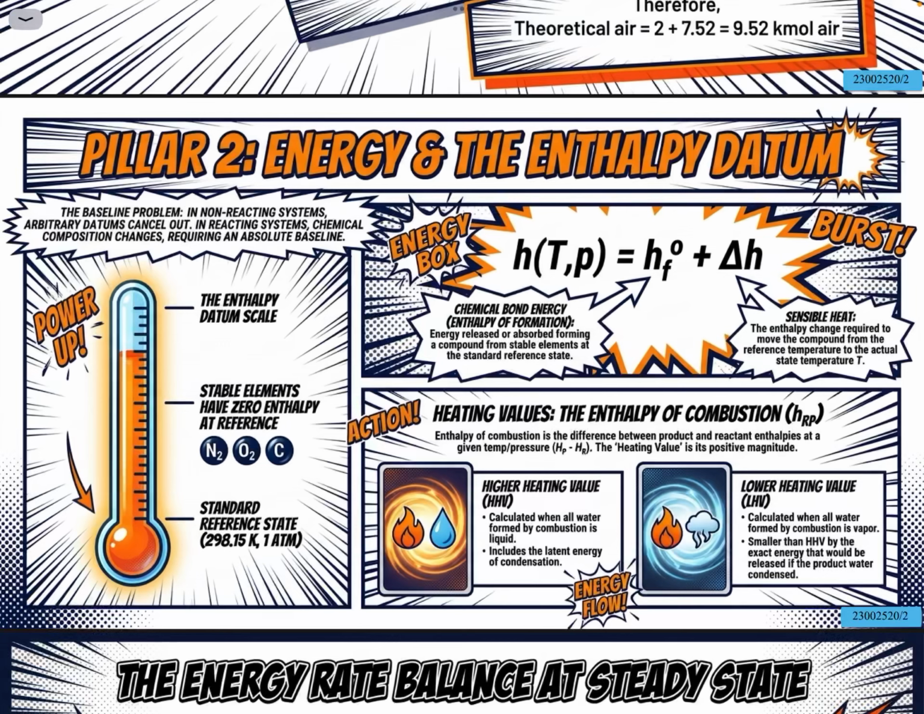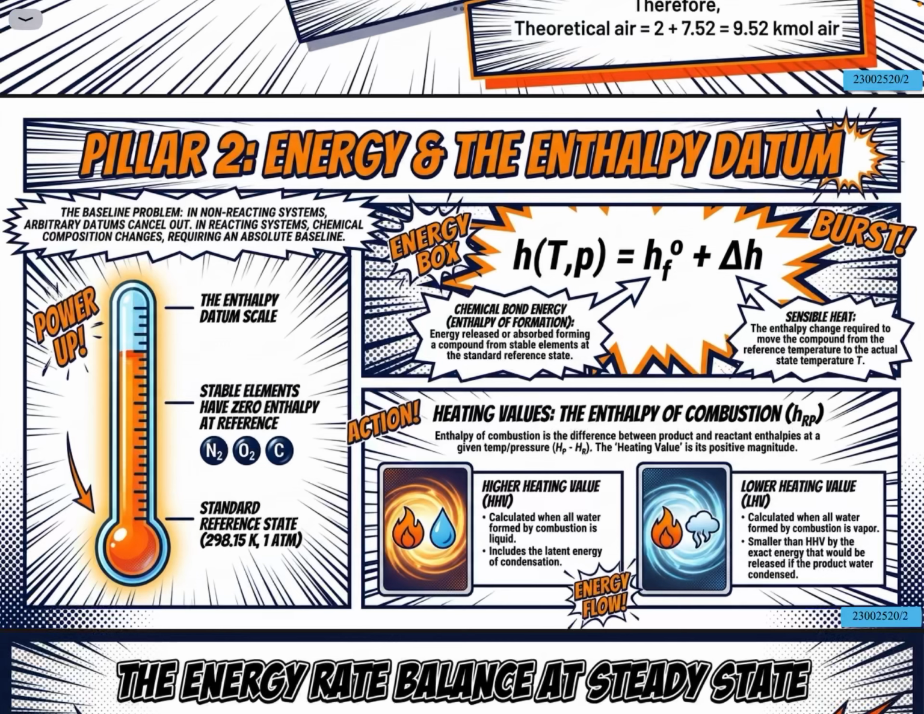The total enthalpy of a substance consists of two parts. The first is the enthalpy of formation, which represents the chemical energy stored inside molecular bonds. The second is the sensible enthalpy, which represents the energy associated with temperature changes. By combining these two components, engineers can determine how much energy is released during combustion.